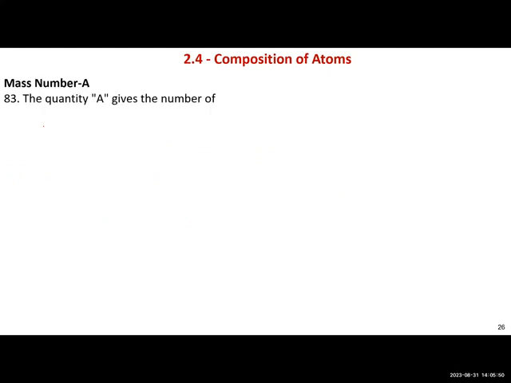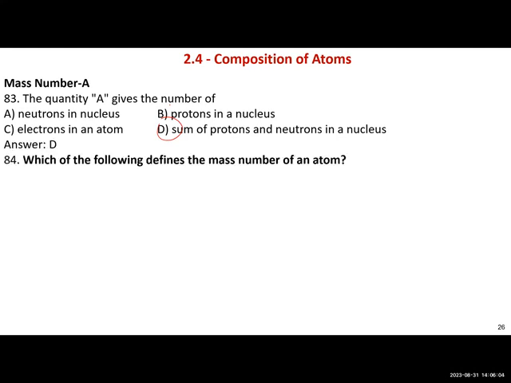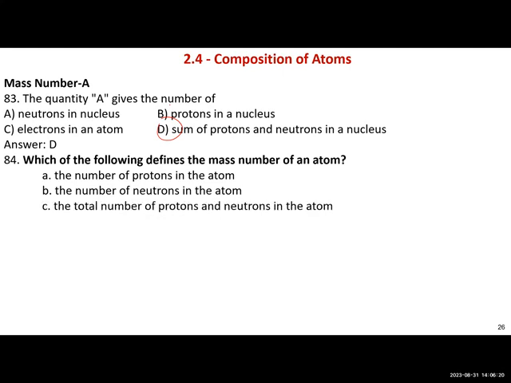I'm going to finish from here. The quantity A gives the number of protons plus the number of neutrons. This is the answer. A is the mass number. Which of the following defines the mass number of an atom? Number of protons in the atom, number of neutrons in the atom, total number of protons and neutrons in the atom. That's the correct answer.